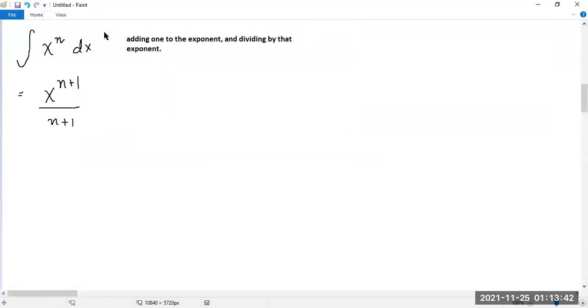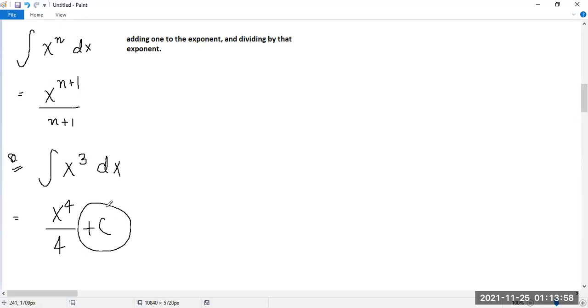For example, if I had x to the third dx, then I'm going to add 1 to the exponent. This is x to the fourth, and I'm going to divide by that exponent, which is 4. And I would add a plus c, which is the constant of integration, and that would be my antiderivative.